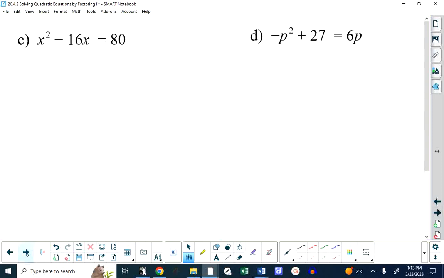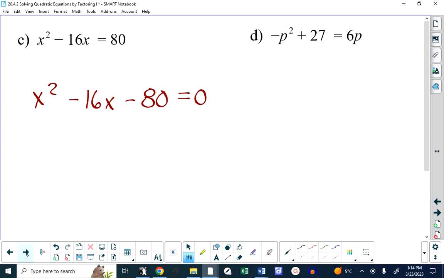All right. X squared minus 16x equals 80. Well, the only thing that's changed here is you need to zero this equation first. Remember, that's your overriding thing that you always do with quadratic equations. You have to zero it before you proceed. Whether you solve it by factoring or graphing or completing the square, which we will learn, or by using something called the quadratic formula, which we will learn, you have to zero the equation first.